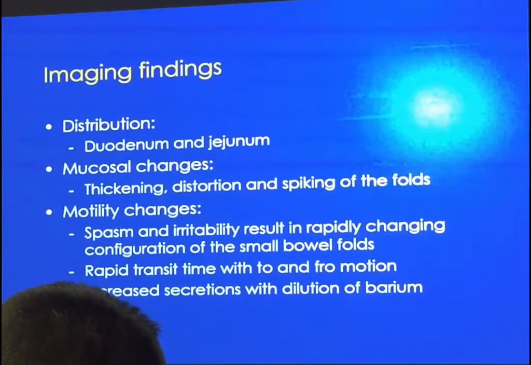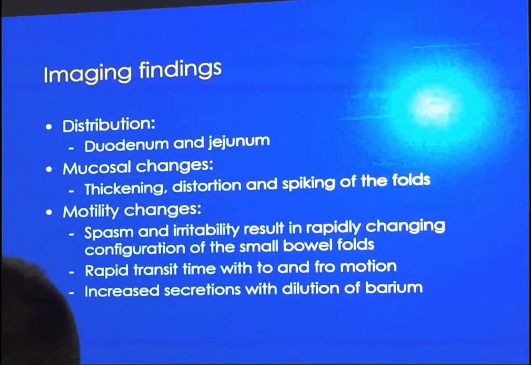So this will cause our imaging findings. When we look for giardiasis, we're going to look for involvement of the duodenum and the jejunum. We're going to look for abnormalities involving the mucosa, and those abnormalities can be acute findings, such as fold thickening or wall thickening, distortion of the bowel, and spiking of the folds. That's an acute inflammatory response of the small bowel.